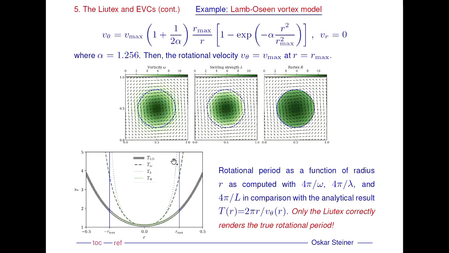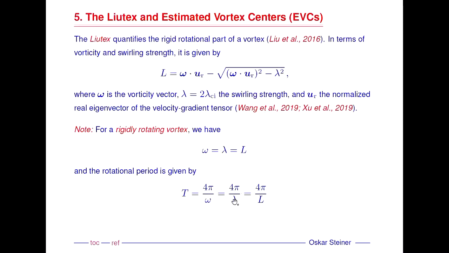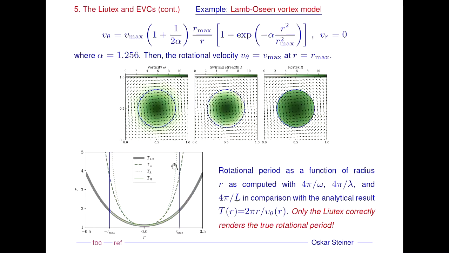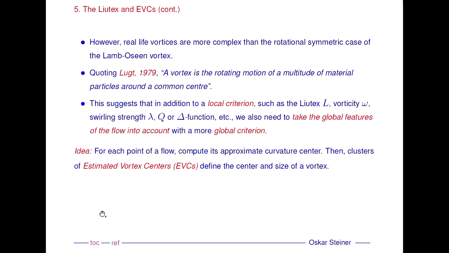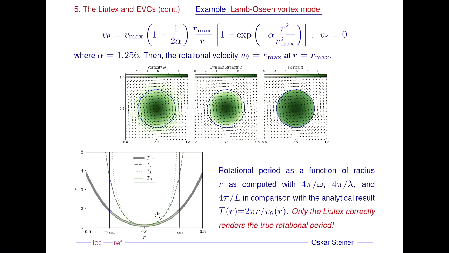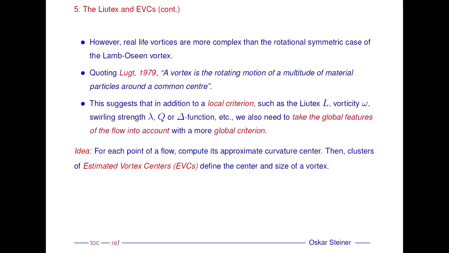If we take the swirling strength, it gets even worse. If we take the Liutex, it perfectly agrees with the correct rotational period. And we did that with other vortices, not only with the Lamb-Oseen, with a whole bunch of them, and it's always like that. Only the Liutex correctly renders the true rotational period. And this is very useful. I will come back to that in a minute.